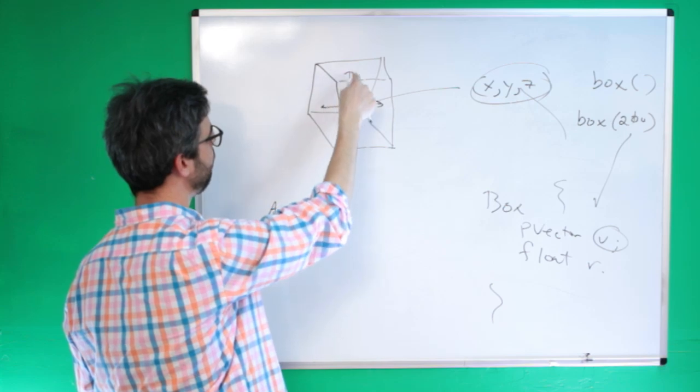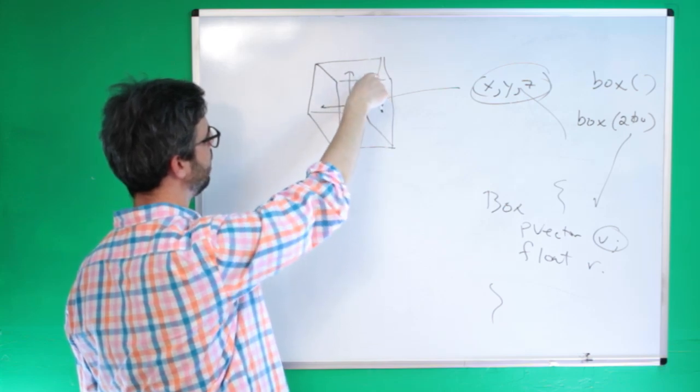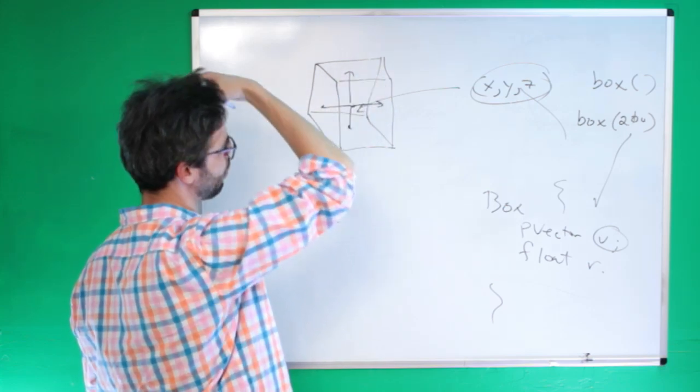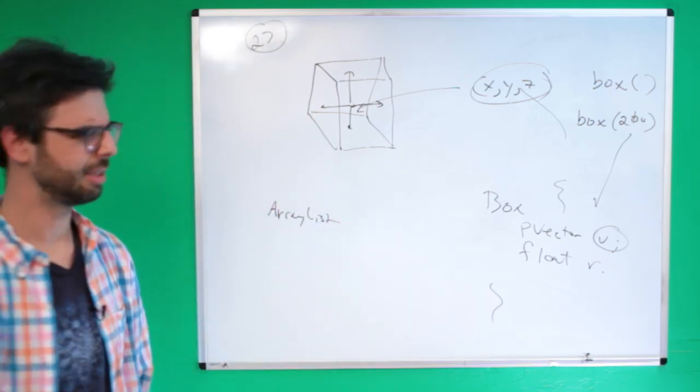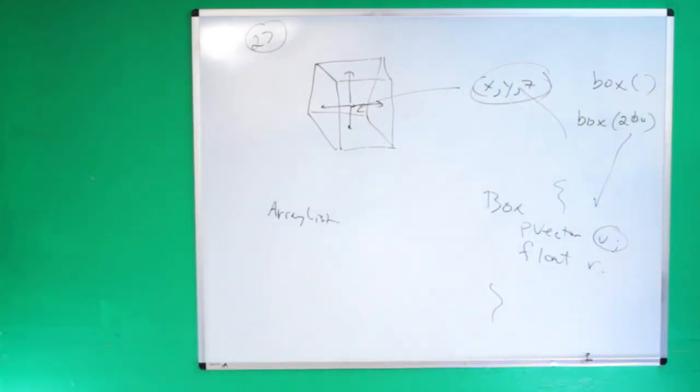1, 2, 3, 4, 5, 6, 7, 8, 9. 9 times 3? 27? 27 boxes. Is that right? Let's look at this. Let's come back over here and look at this picture.